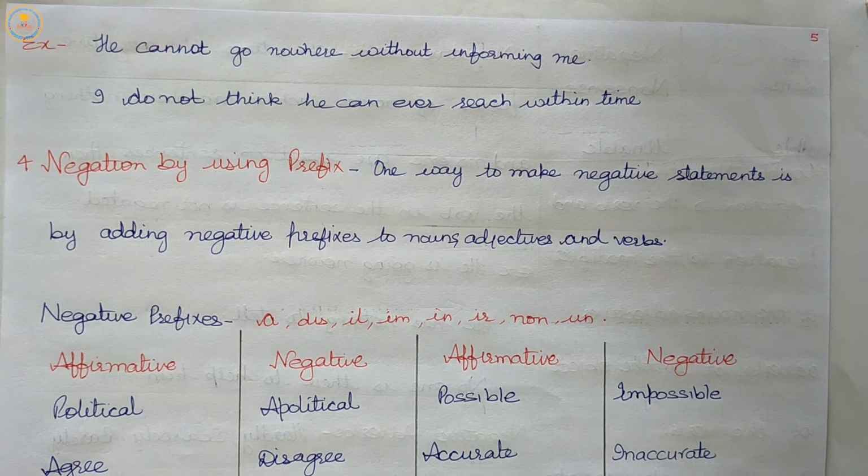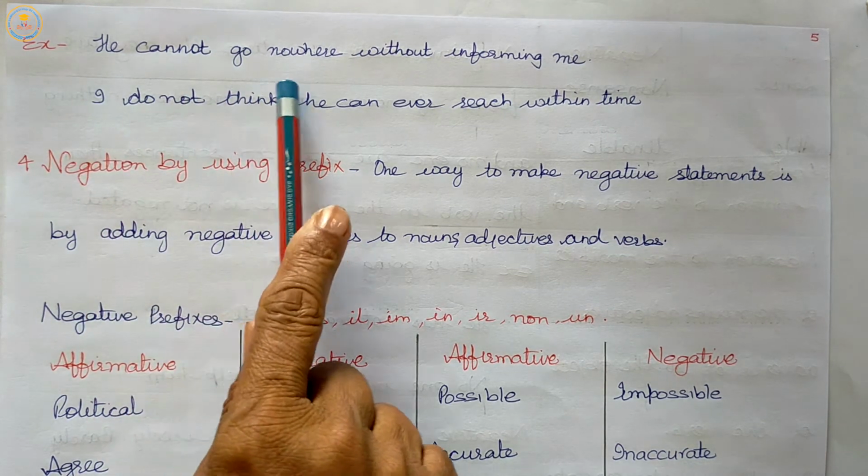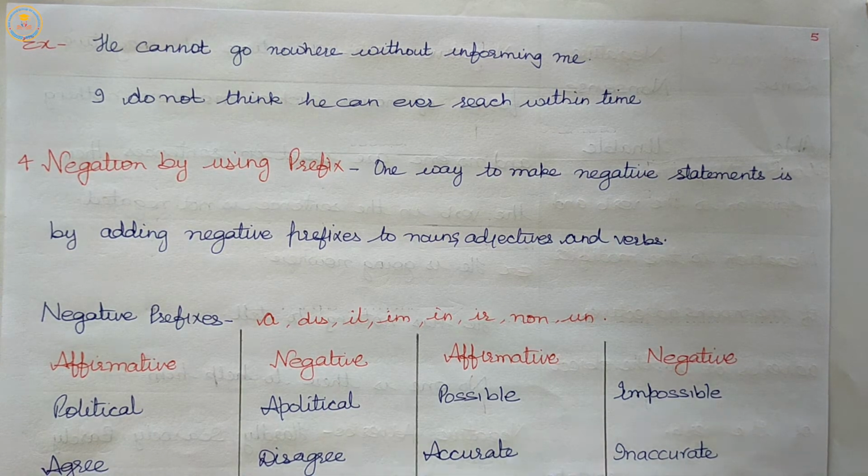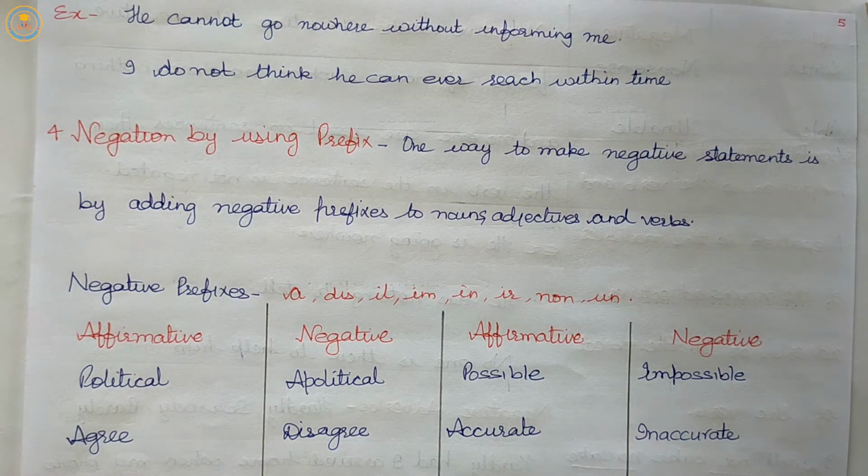I do not think he can ever reach within time. So here you can clearly see that negation in the words related to ever, anybody, anyone, anything, anywhere. Instead of all these, we will use never, nobody, no one, nothing, nowhere, etc. to represent the negation. So he cannot go nowhere without informing me. I do not think he can ever reach within time. Our next rule is negation by using prefix. Yes. Next is negation by prefix.